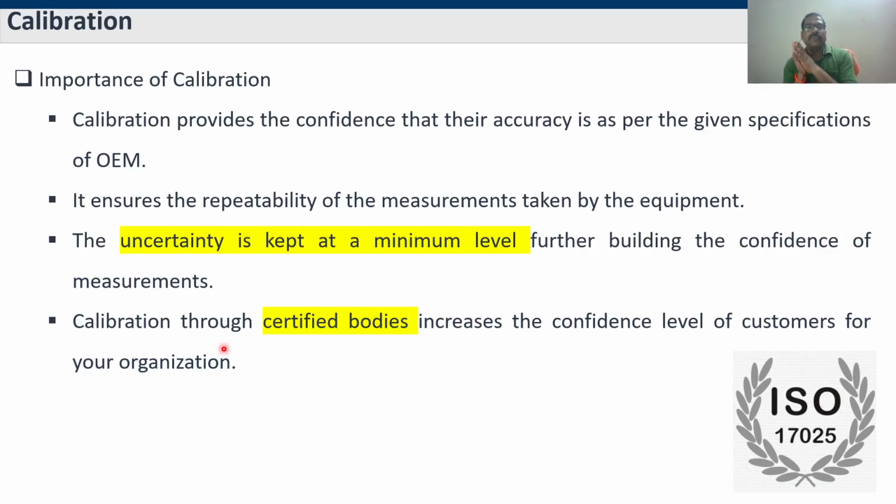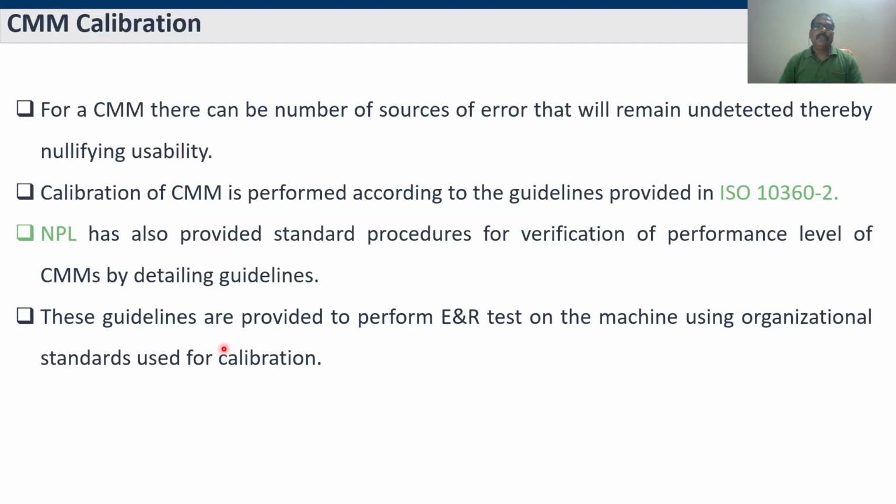So calibration through certified bodies is very, very important, and we have to keep the uncertainty level as minimum as possible. It also ensures the repeatability of the measurement and increases the confidence of measurement. Okay, then in terms of CMM measurement, for CMM there are numerous sources of error, because there are many moving components, some externally available, some internally available. If we are not able to detect them, then the usability of the CMM is a question mark. So you have to be very, very careful in calibrating.